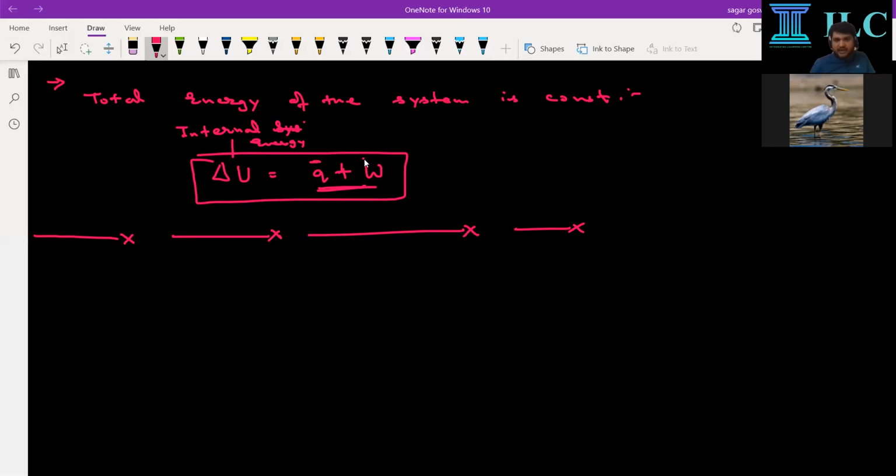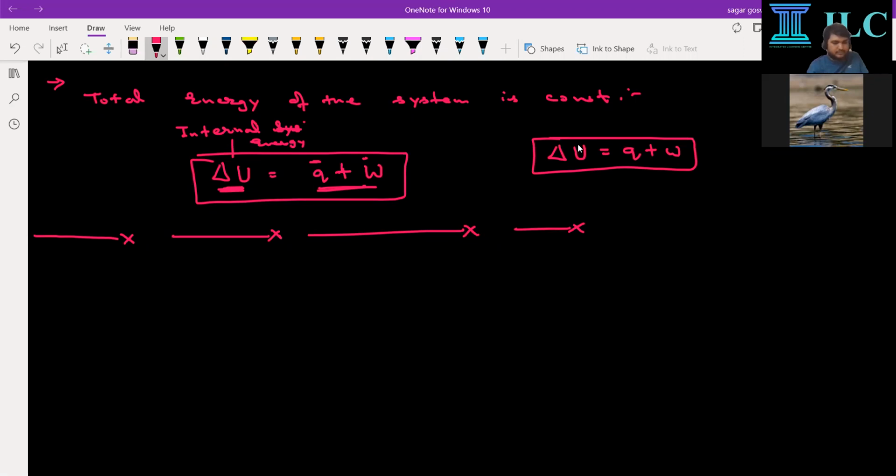So it has done work, so Q plus W. You have changed the internal energy, delta U. So it means the change in internal energy is always equal to the amount of heat which you have given and the amount of work done by it. So delta U is always equal to Q plus W. Remember that.